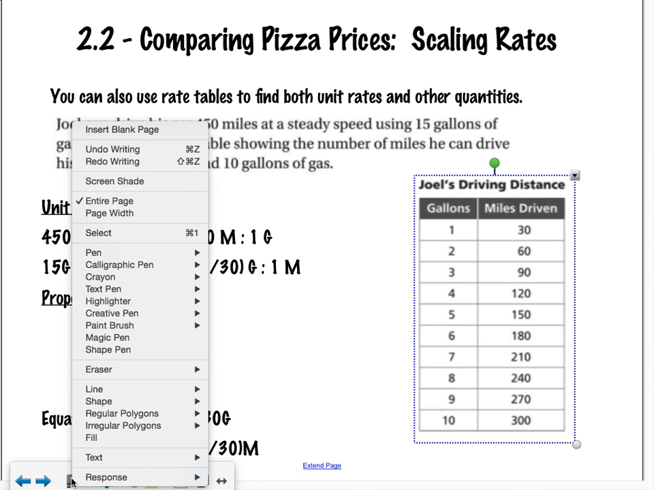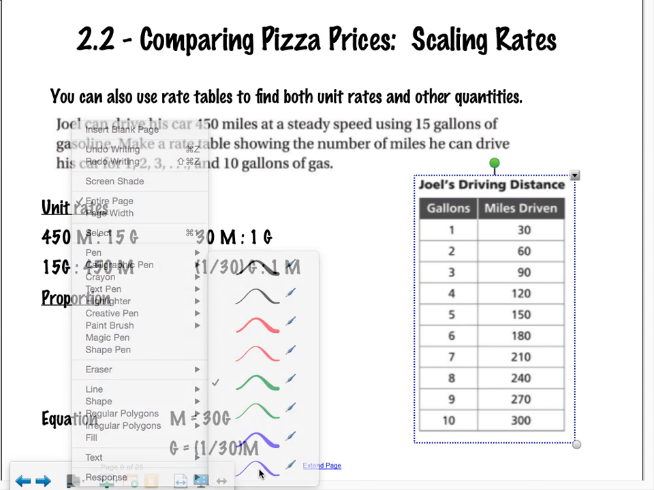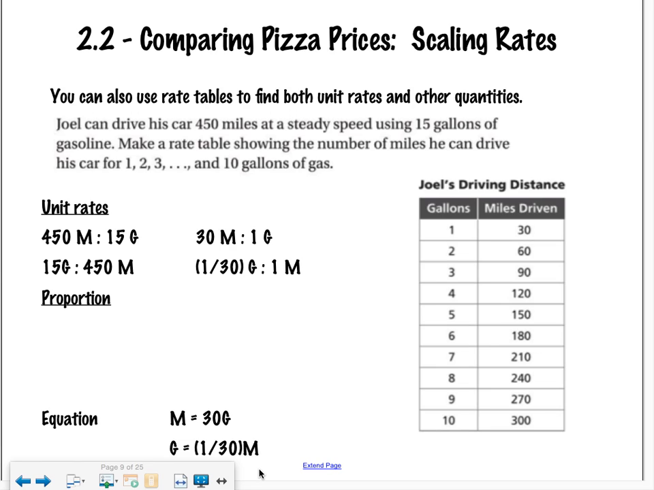All right, so moving on to more examples. So you can also use rate tables to find unit rates and other quantities. This is one of the examples from the homework. So if we take a look, Joel can drive his car 450 miles at a steady speed using 15 gallons of gas. And we want to make a rate table for 1 to 10 gallons of gas. So first we want to find the unit rates. So right here, we're given 450 miles for every 15 gallons.